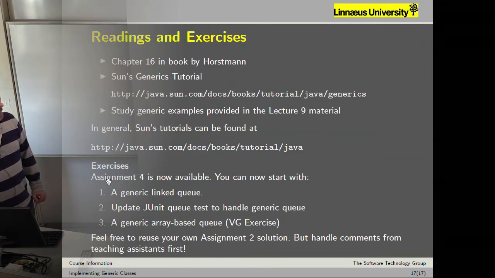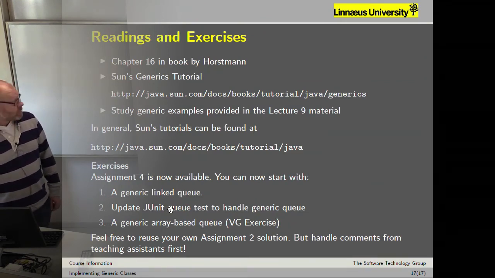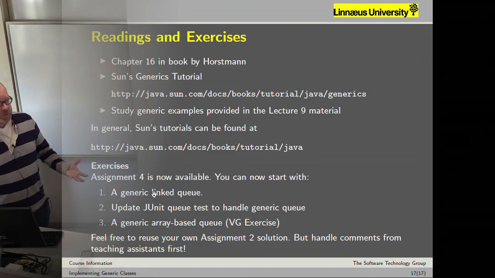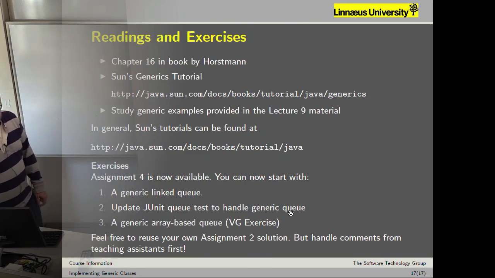I have published the 4th assignment. We want you to implement a generic linked queue. This one was the same as you did in the 2nd assignment. So you have a non-generic version of this one. All we want you to do is to convert your previous linked queue into a generic version of it. In assignment 2, you were asked to come up with a JUnit test for the integer queue. You should update the corresponding JUnit test to handle the generic version of it.